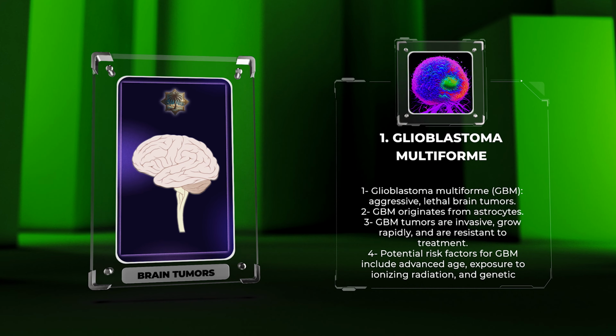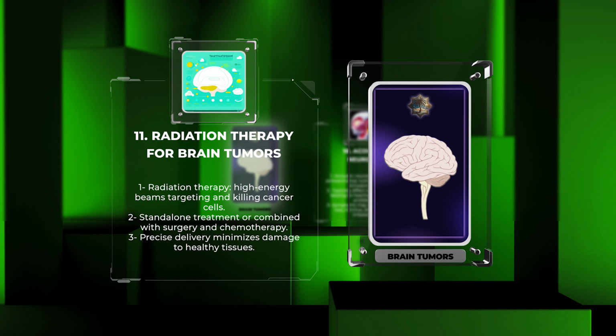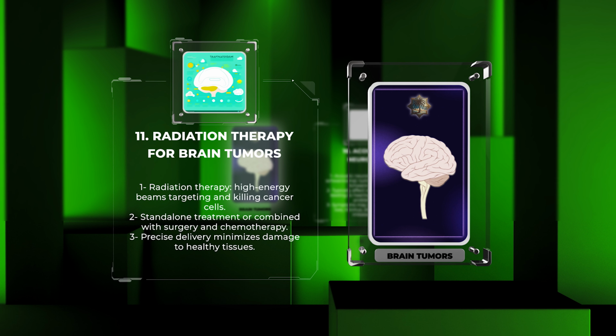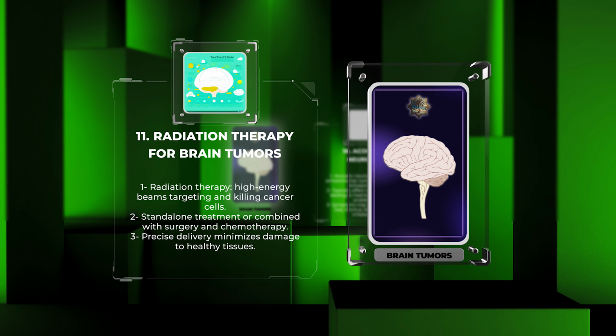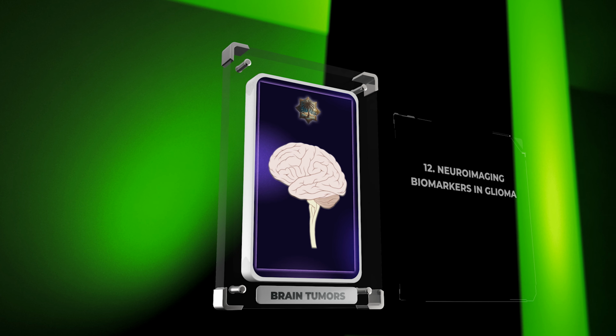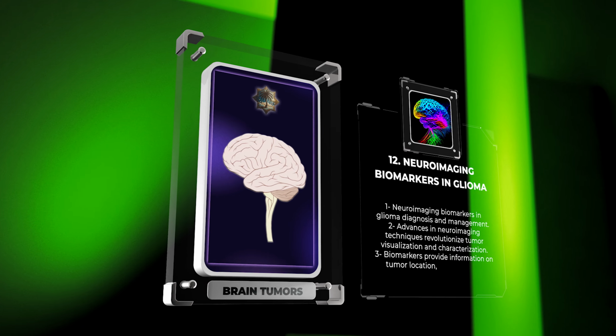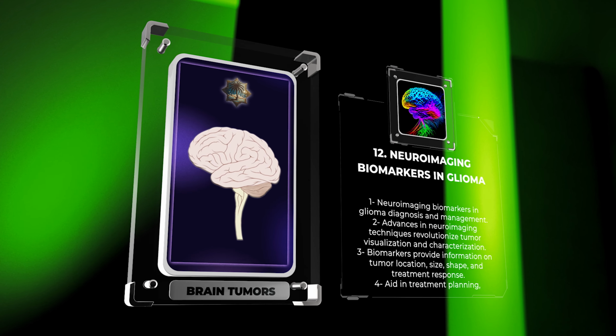Moving on, let us explore the role of radiation therapy in the treatment of brain tumors. Radiation therapy uses high-energy beams to target and kill cancer cells. It can be employed as a standalone treatment or in combination with surgery and chemotherapy. The precise delivery of radiation therapy, such as stereotactic radiosurgery, allows for targeted destruction of tumor cells while minimizing damage to surrounding healthy tissues.